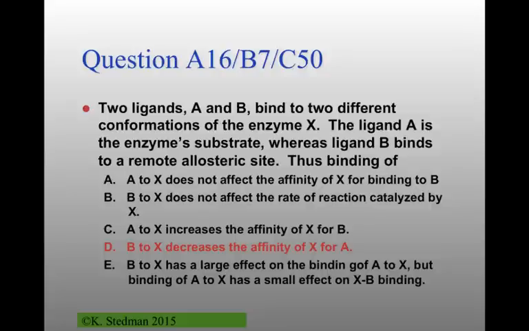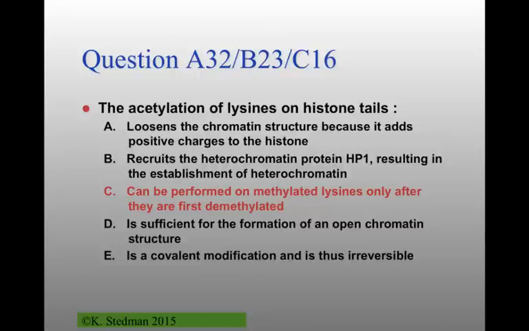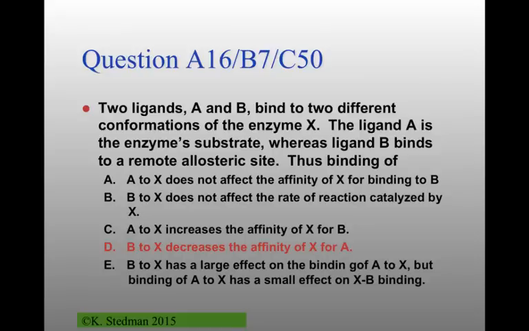The important thing here is that they're binding to two different conformations. One's binding in one conformation, the other's binding in another conformation. So that gets to what we're looking at here at the bottom. We've got binding of, in this case, blue and orange, but A and B is the same way. You're binding to one state or to another state, two different conformations of your enzyme. And if you're binding to two different conformations, binding of one is going to stop the binding of the other. So B to X decreases the affinity of X for A, and vice versa.